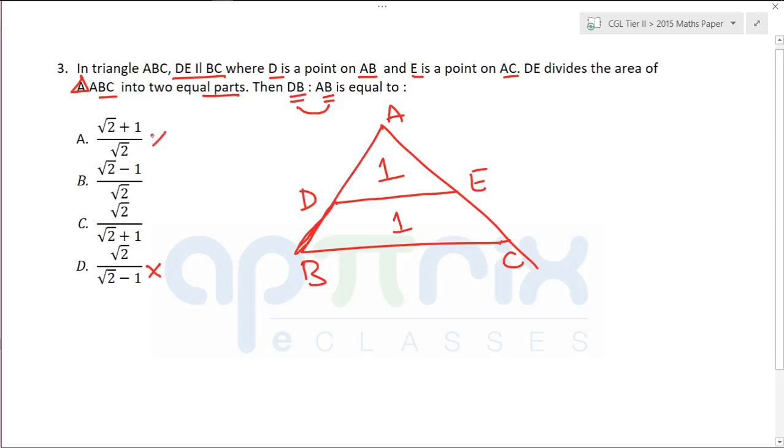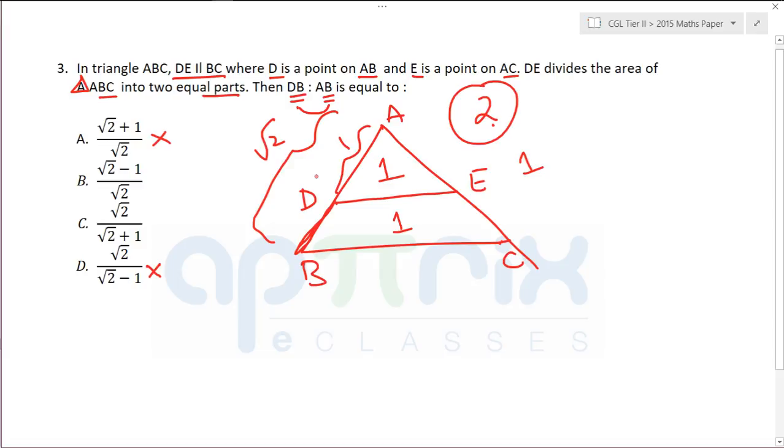Is this A option possible? No, not possible. Two options are not possible. Then we have two options left. Let me tell you how you can do it orally. Now I'll say, look at the bigger triangle ABC. So bigger triangle ABC will have area how much? 2. 1, 1, 2. And what is the area of this smaller triangle ADE? ADE is having area equal to 1. So if area ratio is 2:1, the side ratio between this bigger triangle and this smaller triangle will be √2:1.